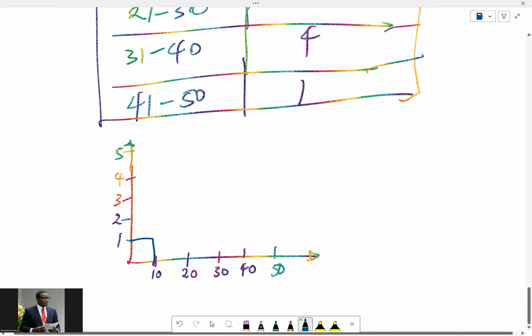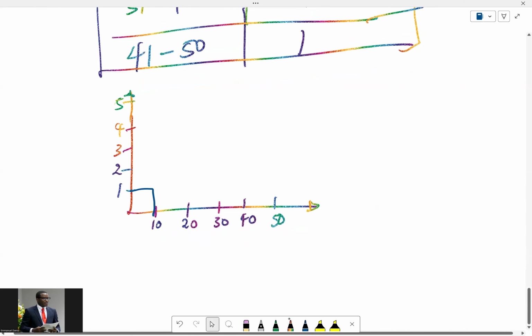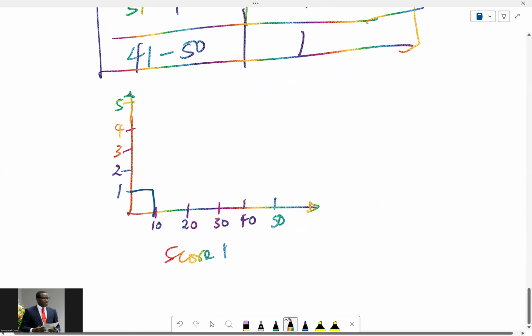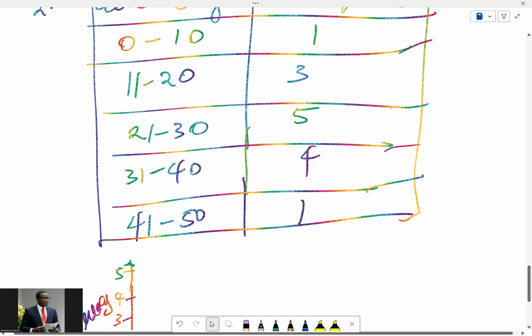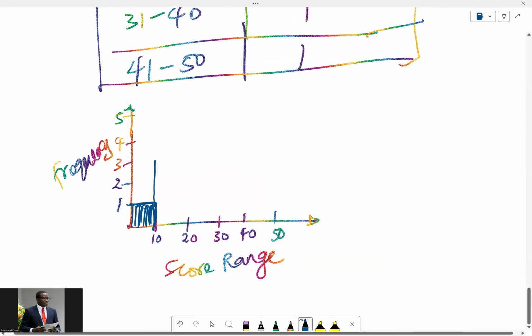So we're talking about score range, right? So here, this is score range, and this side is the frequency. So you have 0 to 10. This is 0 to 10. And then 11 to 20 is 3. So this goes up like this. So 11 to 20 is 3.